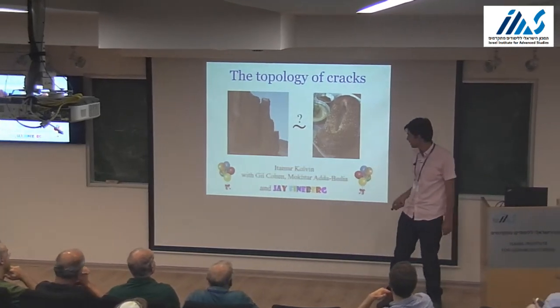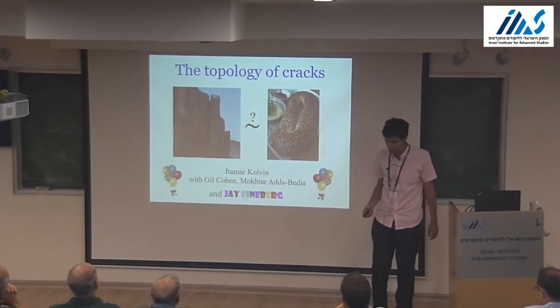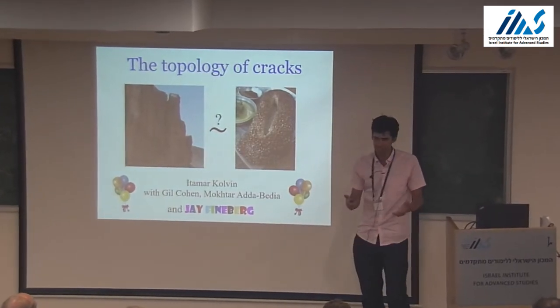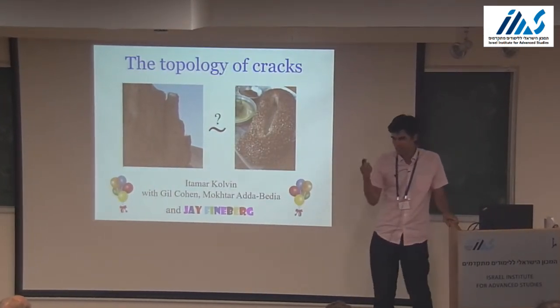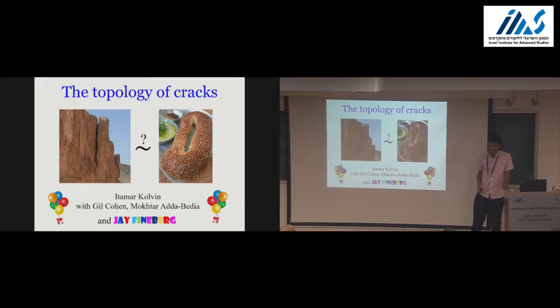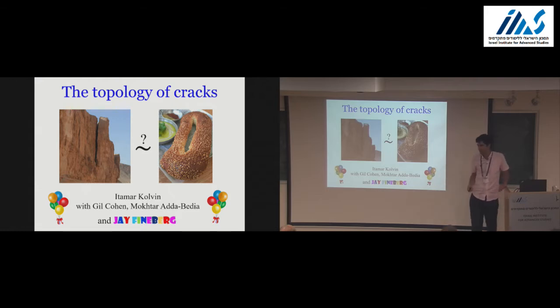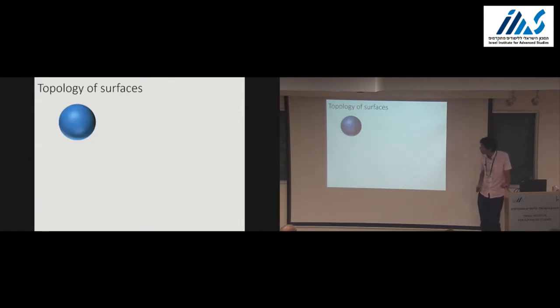My name is Itamar Colvin, and I'm going to talk about the topology of cracks. I guess everybody knows the joke that a topologist can't tell a coffee cup from a donut. I would like to ask if a topologist can tell the difference between a crack, like you see here in the cliff, and a bagel, like maybe you've seen today in the old city. This work was done together with Gil Cohen and Mokhtar Adobedia, who sits here, and of course with Jay, who's why we're here.